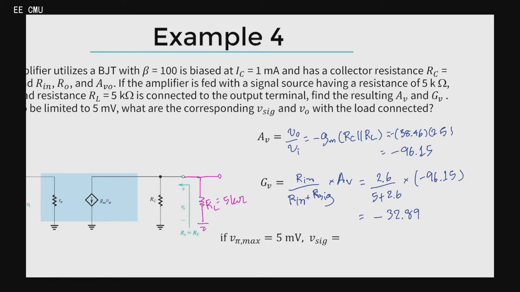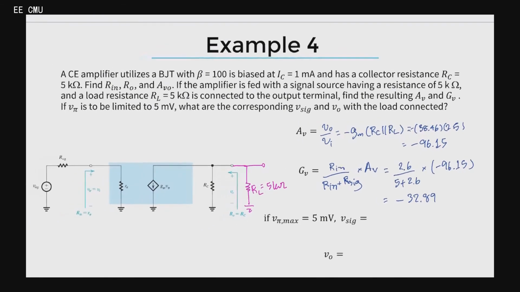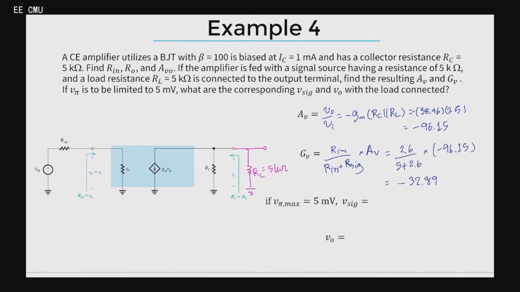Okay, so now that we have that part sorted, we are almost finished with this problem, right? But wait, there is one more condition we need to consider. The question also asks us to assume that VPI is limited to a range of 5 millivolts only. Given this constraint, we need to find the corresponding values for V signal and V out to see what they should be in this scenario. Looking at this circuit diagram, we can derive the relationship by writing that VPI equals RPI divided by the sum of RPI plus R signal, and then all of that is multiplied by V signal, right? It is a straightforward voltage divider relationship.